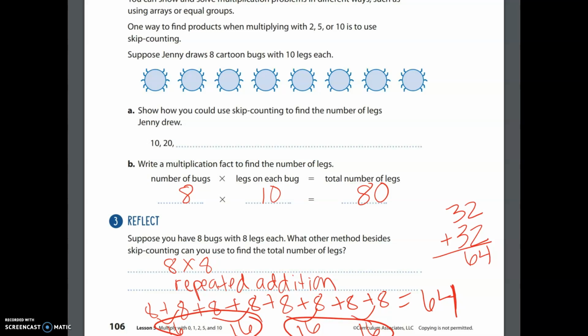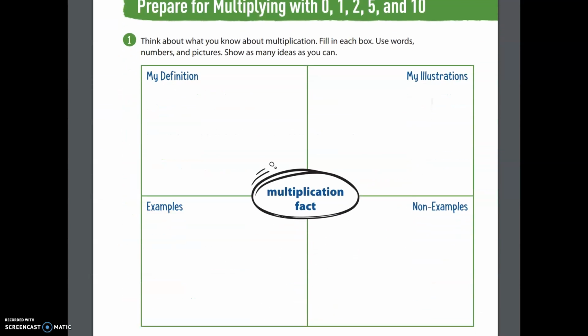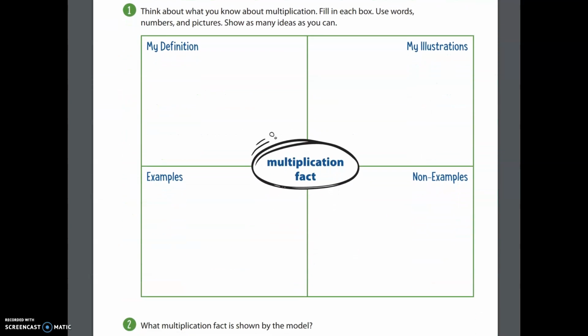Okay, let's go ahead and go to page 107. If I'm going too fast for you, go ahead and hit pause and write down everything I wrote on 106. When you're ready, turn to 107 and push play. Okay, here we go for 107. On page 107, it talks about multiplication facts. Multiplication facts are answers to multiplication problems that you just know.